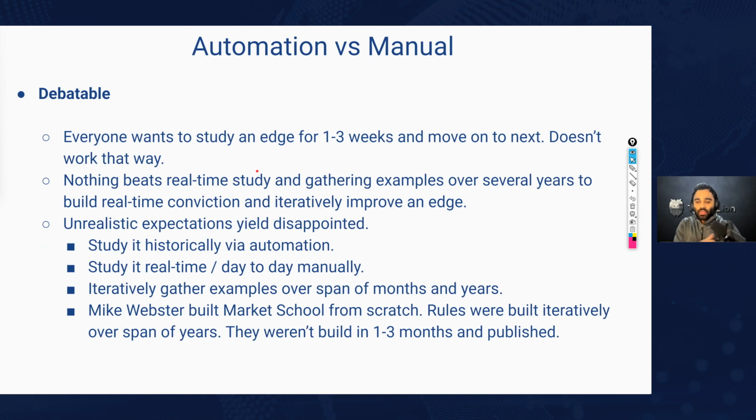So the next thing that I want to cover is automation versus manual study. So this is debatable. And I'll give you guys an example: everyone wants to study an edge for 1 to 3 weeks, right? We want things quick. I want to start a study on a setup, I want to finish it, I want to master it in 1 to 3 weeks. And the 4th week, it should yield me such a big return that I need to quit my day job at that point and not do anything else. That's just not how things work.